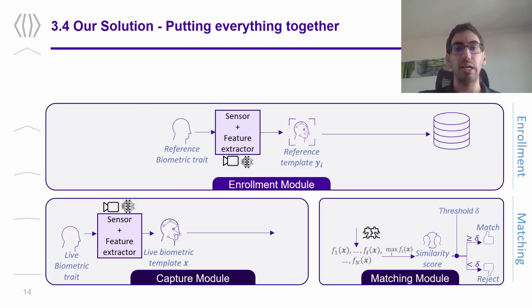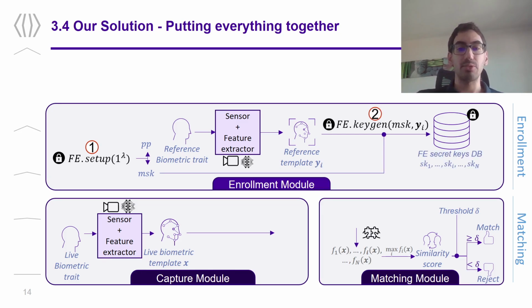Now let's put everything together and have an overview perspective of the entire system. This is the setup that we saw before. On top, we have the enrollment phase. On the bottom, the matching phase with the two modules, capture and matching module. So in the enrollment module, beyond what we did before, we'll start with the setup of the FE scheme, obtaining the public parameters and the master secret key. We will then be using this master secret key to perform key generation on each of the freshly extracted reference templates, and we will not be storing these templates themselves.